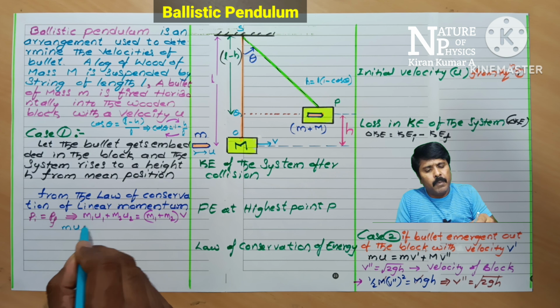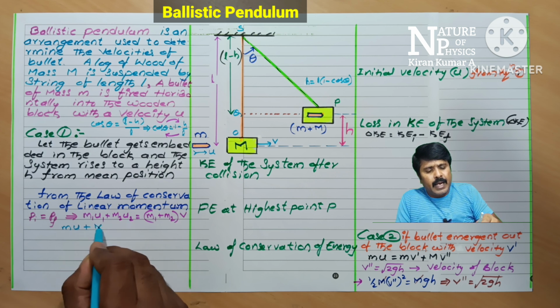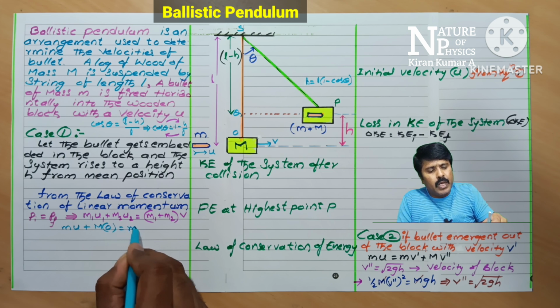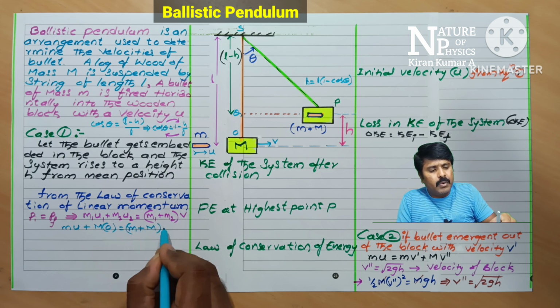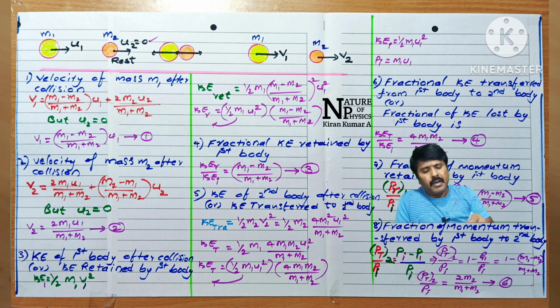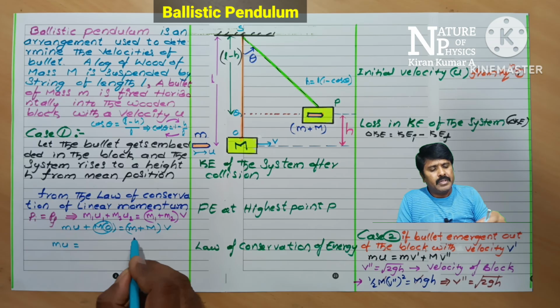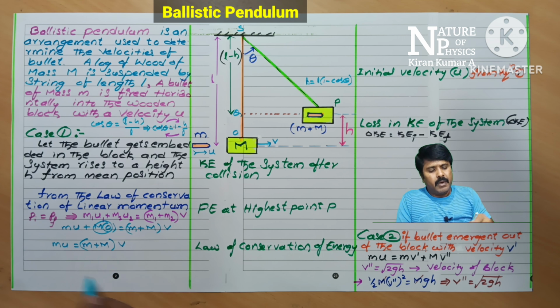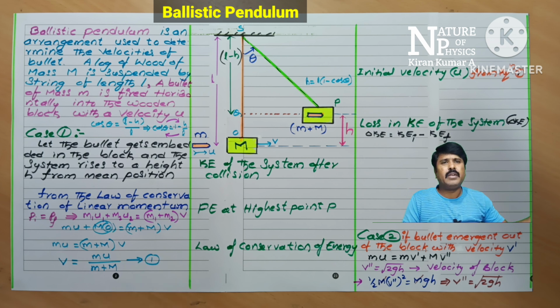Now here, m1 is the mass of the bullet, taken as m, and the velocity of the bullet initially is u. Plus capital M, and initially the block is at rest, so 0, is equal to (small m plus capital M) times capital V. So mu plus M times 0 is equal to (m plus M) V. From this, the final velocity after the collision, v, is equal to mu divided by (m plus M). This I can write as equation number 1.